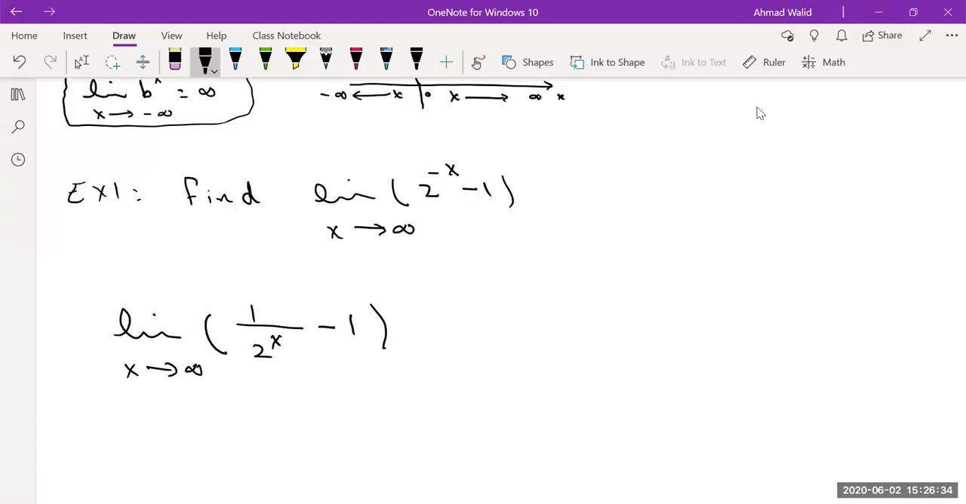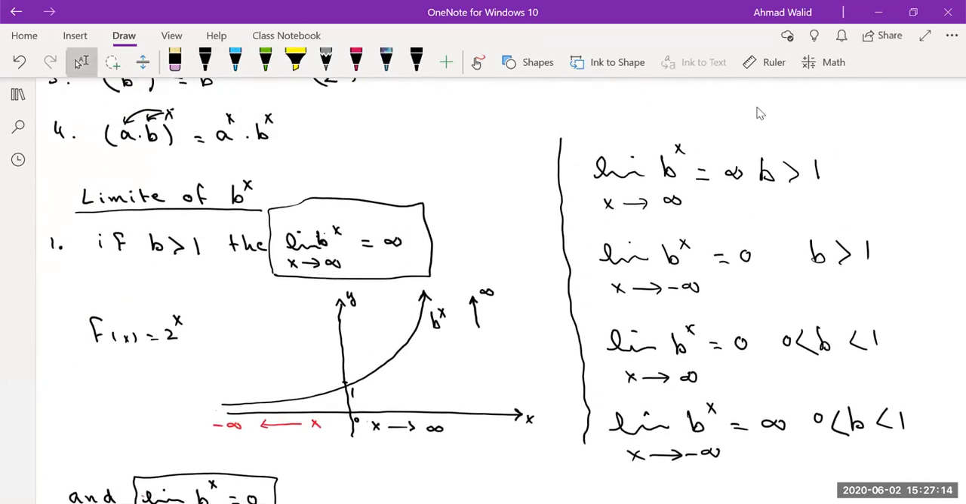Correct? Now, based on the rules of the limit, you can write the limit of, instead of 1 over 2 to the power of x, can I write (1/2) all to the power of x? The only reason that I can write this is because I have 1 in the top, right? And 1 to any power gives me back 1. Then instead of 1 over 2 to the power of x, I can write (1/2) to the power of x, minus 1. I'm changing my notation. Why am I changing notation? Because I want to use one of these 4 rules of the limit, right?